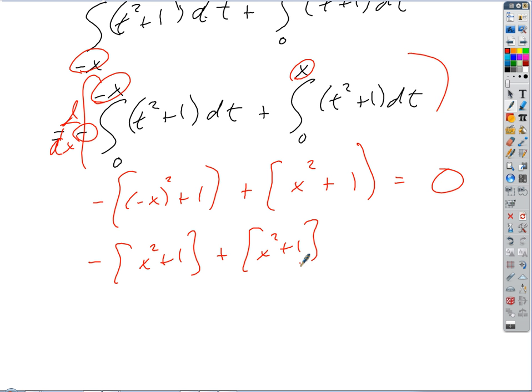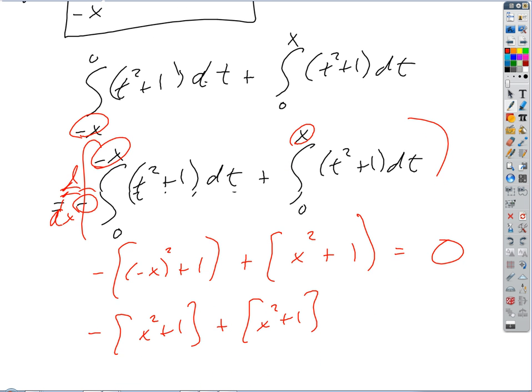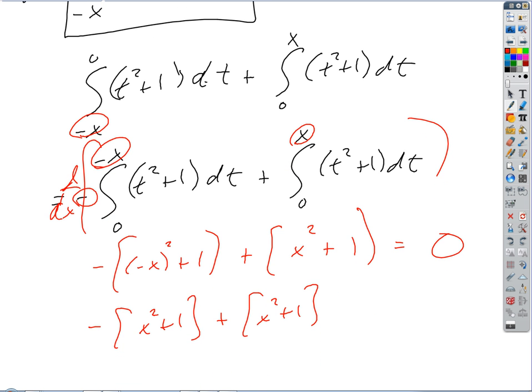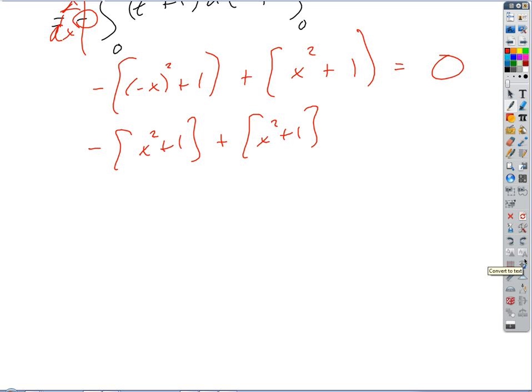Make sense? Why did it become positive all of a sudden if you didn't distribute the negative? Well, look what I did. I took these limits and flipped them, and that means I have to multiply by negative 1, because now I'm adding up the area in the opposite direction. Why is it still negative if you distributed the negative? Well, what's negative 1 squared? Okay, right.